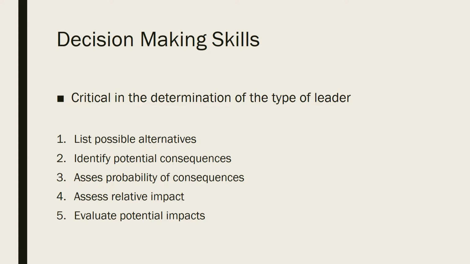One, list the possible alternatives. Two, identify potential consequences and what may happen because of a decision. Three, assess the probability of said consequences happening. Four, assess the relative impact. So is this consequence worth the gain that we're going to get from this decision, or is it not? And five, evaluate potential impacts. How is this going to impact my team's progression? How is it going to impact relationships? And all the factors that are so vital to effective teamwork.